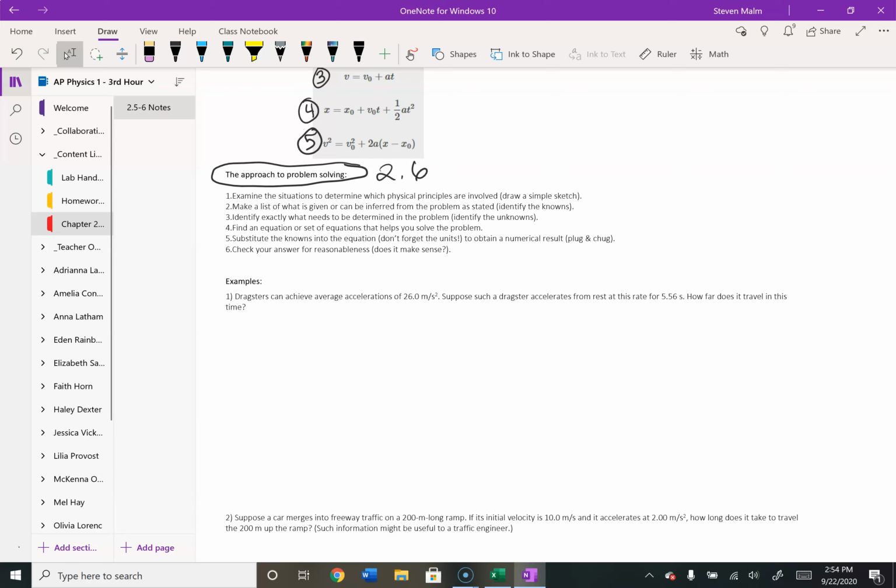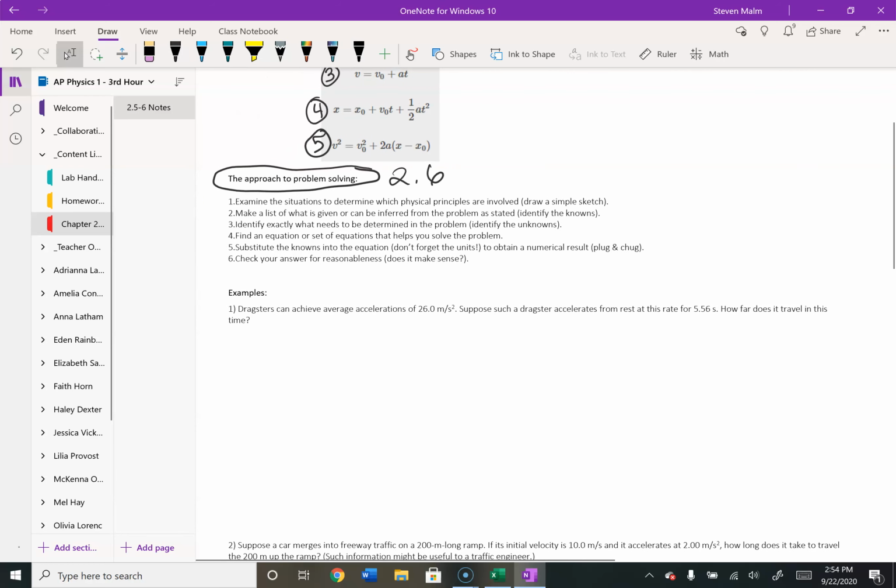Number 1 says to examine the situation to determine which physical principles are involved. I simplify that to draw it out. Number 2 is to identify our knowns. Number 3 is to identify our unknowns. Number 4 is to select an equation, and this is why we have equations 1, 2, 3, 4, or 5. For this particular topic, we have 5 equations, and one of them may fit better than another, and we'll look at what we have. Then from there, solve the equation. And the last one, of course, is: does it make sense? We'll talk about numbers that make sense versus numbers that don't by looking at the overall course of motion.